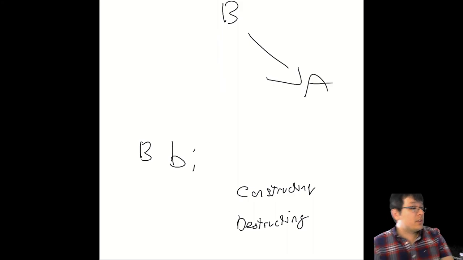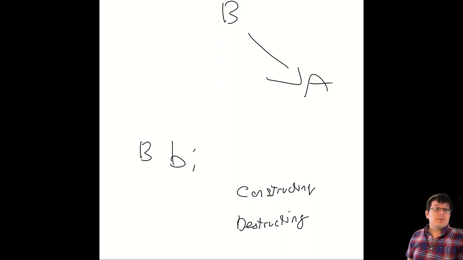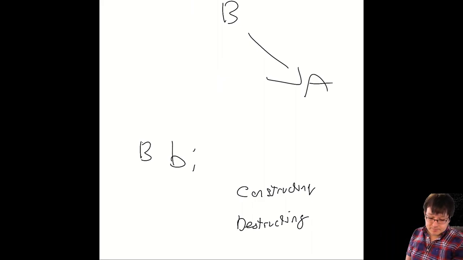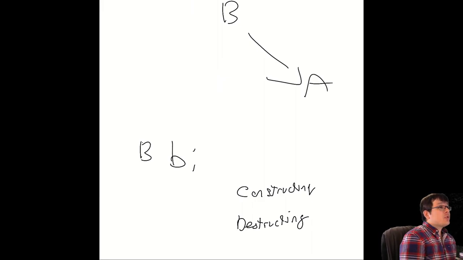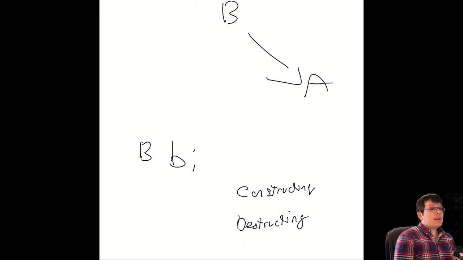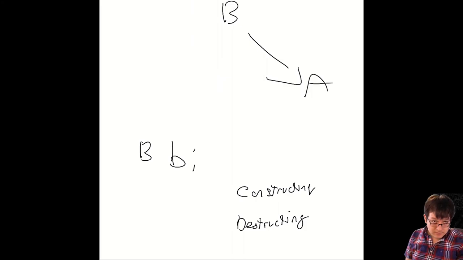Maybe there's a delay, so I shall wait. There could be a delay in the video, so I'm just chilling. I'm waiting for you guys to tell me. What would it be for constructing? If for C it's ABC, and the destructing is CBA, what would it be for creating an object of class B?